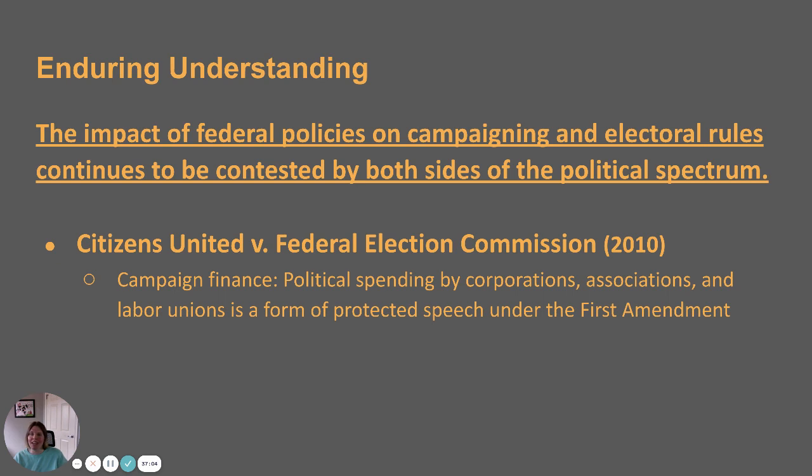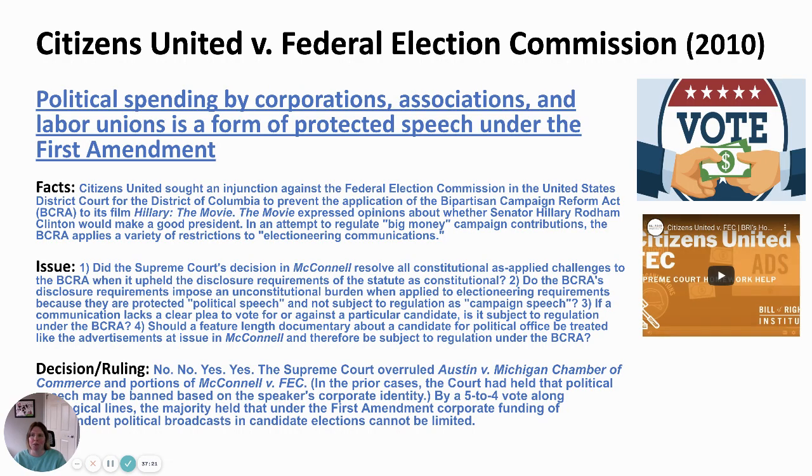Okay, enduring understanding: we're looking at the impact of federal policies on campaigning and electoral rules, which continues to be contested by both sides of the political spectrum. One case on this is our only case relating to campaign finance. There is a context clue because you've got FEC, Federal Election Commission. It's Citizens United versus the Federal Election Commission.